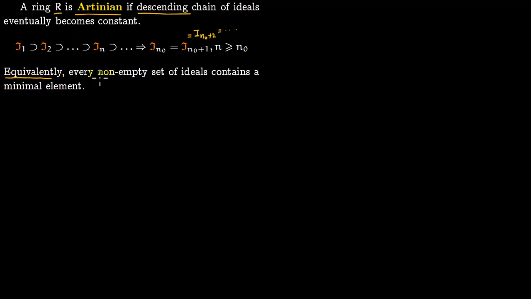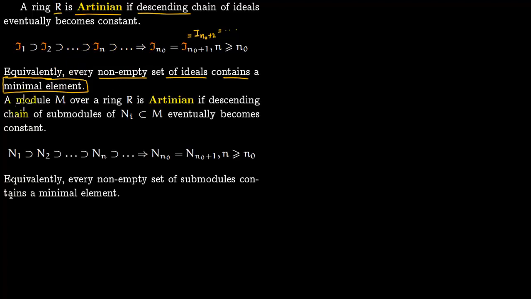Equivalently, every non-empty set of ideals contains a minimal element. So this is exactly dual to what we have in Noetherian. So in Noetherian you had every non-empty set of ideals contains a maximal element. Here in Artinian we have every non-empty set of ideals contains a minimal element, and the proof is essentially the same with this inclusion reversed.